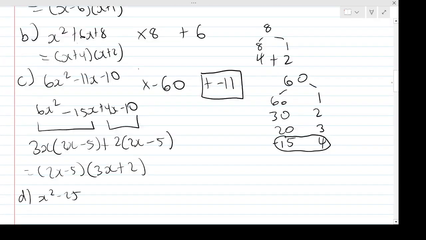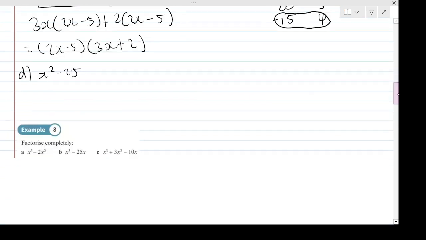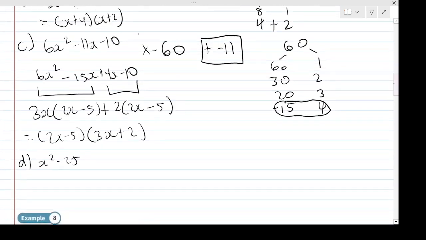Now with this one, you could potentially do what we did before, but then recognize we have 0x minus 25. So we want factors of 25 that add to 0. However, what you need to spot are these sorts of terms, where we have two square numbers, and recognize 25 is 5 squared, so 25 is a square number.